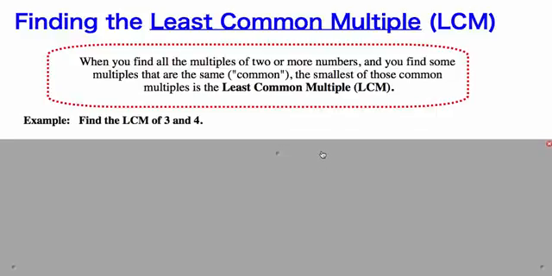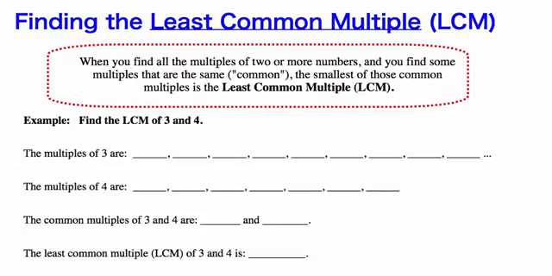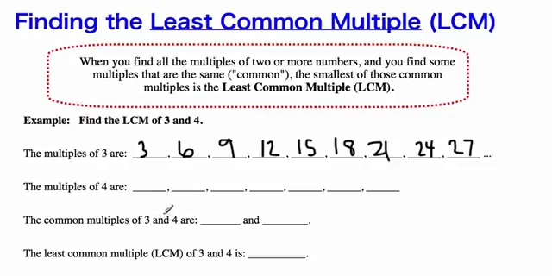So let's find the least common multiple of 3 and 4. So we will list the multiples of 3. And so we count up by 3: 3, 6, 9, 12, 15, 18, 21, 24, and 27. Now, you're going to wonder, okay, when do I stop? I could keep listing multiples of 3 forever. Remember, you're trying to find the least common multiple. So just use your better judgment, use your number sense to know that you don't need to keep making these lists go on and on.